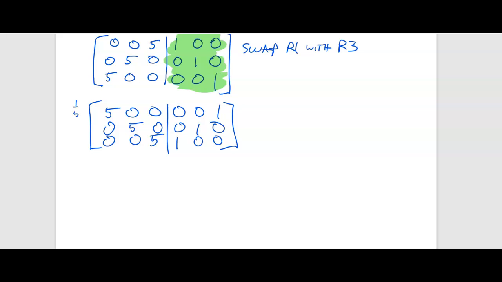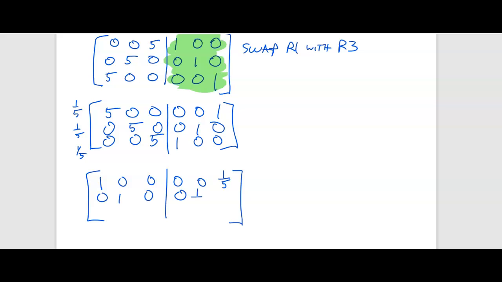We can do that with 1/5 on the top one, 1/5 on the second one, and 1/5 on the bottom one, distributing that all the way through. So 1/5 times 5 is 1, 1/5 times 0 is 0, and a 0, and a 0, a 0, and finally 1/5 times 1 is 1/5. Similarly, distributing the second one and the third 1/5, and we have achieved the left side looking like the identity matrix that we started with.